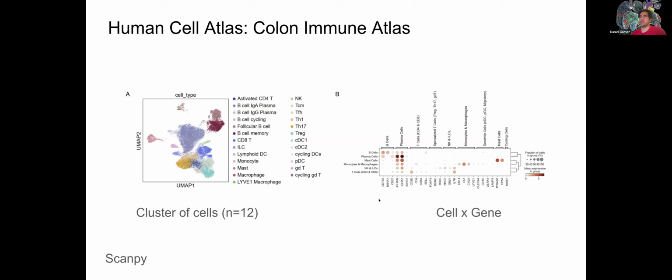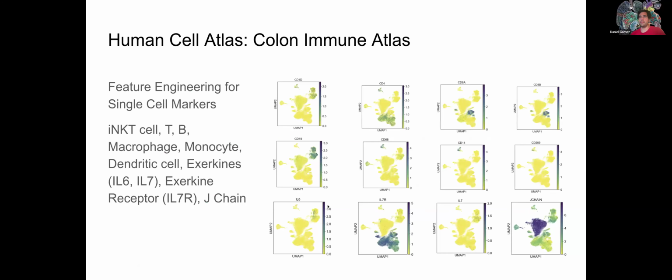And then I was able to do feature engineering for the single cells and then map out the iNKT cells, B cells, macrophages, monocytes, and dendritic cells, as well as exokines, which are signaling moieties that respond to exercise, either autocrine, paracrine, or endocrine signaling. So they can either be with the same cell, the cell next to it, or a cell far away, and they are released in response to exercise. So that's IL-6, IL-7R, and IL-7, and then a housekeeping gene, J chain.